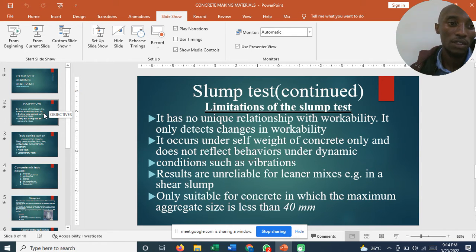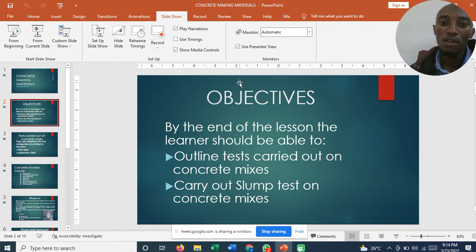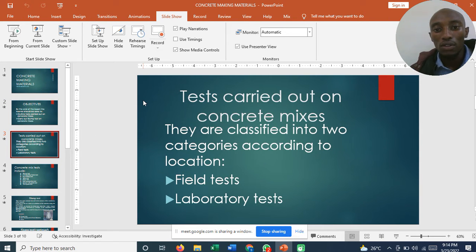Now, our objective today is that by the end of this lesson, the learner should be able to outline tests carried out on concrete mixes and carry out a slump test on concrete mixes. Tests carried out on concrete mixes are classified into two categories according to location: field tests and laboratory tests. Field tests are made on the sites, while laboratory tests are made in a laboratory or enclosed areas.